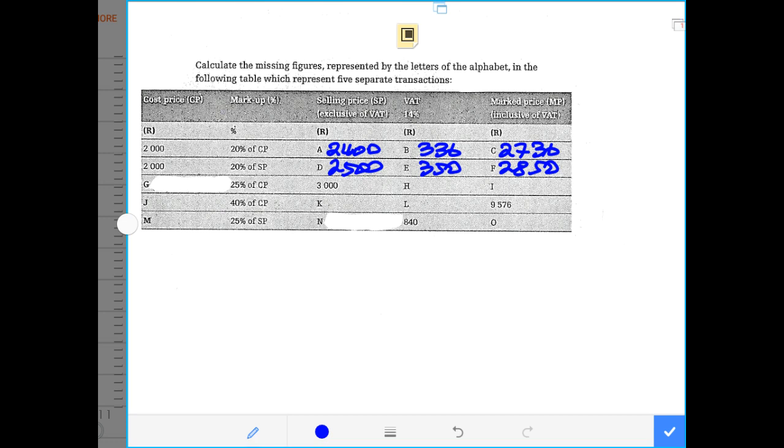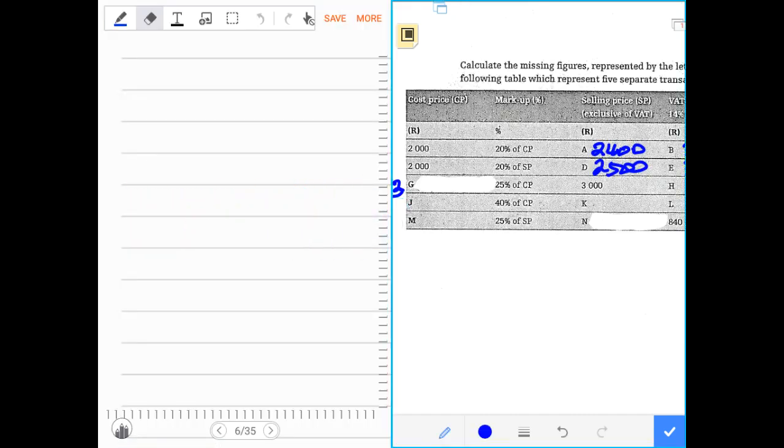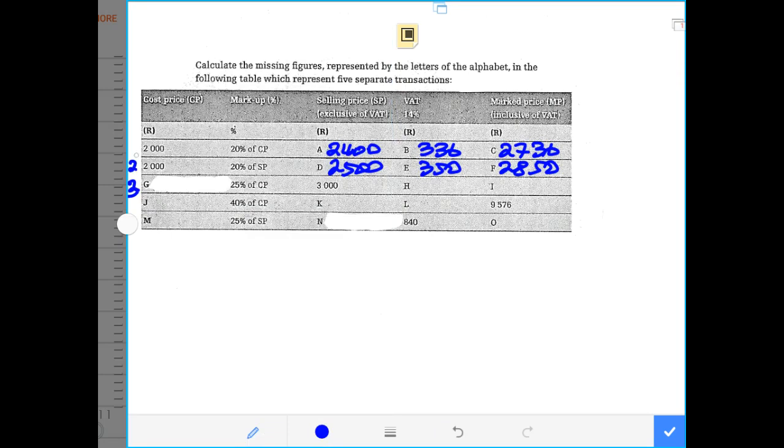Then now we are going to the third entry, and the third entry is also a similar story, which is number 3. Number 2 was here, and that was number 1. Under our cost price, we have nothing, a question mark. We are given a markup percentage, which is 25% on the cost price, and we are given the selling price of 3,000. We don't know our VAT, we don't know our marked price.